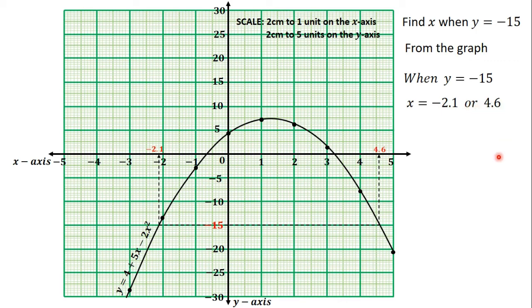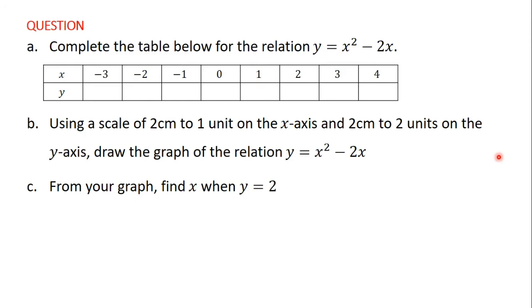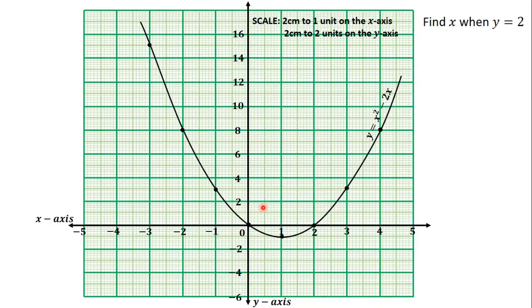or 4.6. Let's look at another question. So we are being told to complete the table for the relation y is equal to x squared minus 2x. Then we will draw the graph of the relation y is equal to x squared minus 2x. We have already done that, so we move straight to the last part of the question, which is using the graph to find the value of x when y is 2.